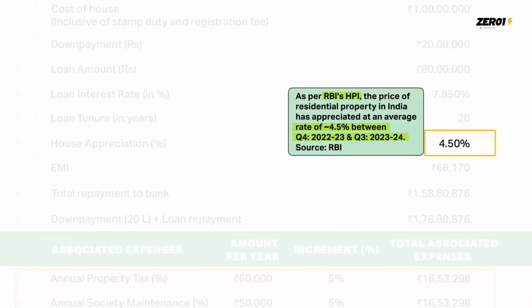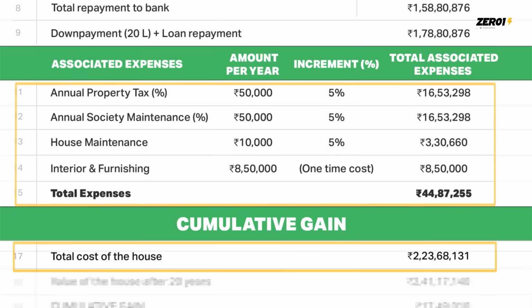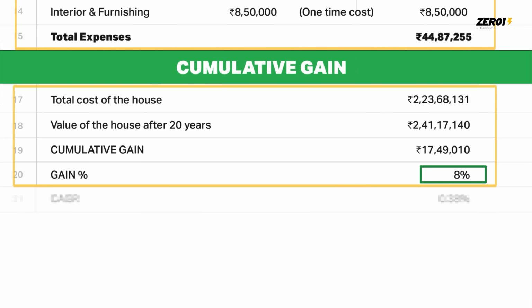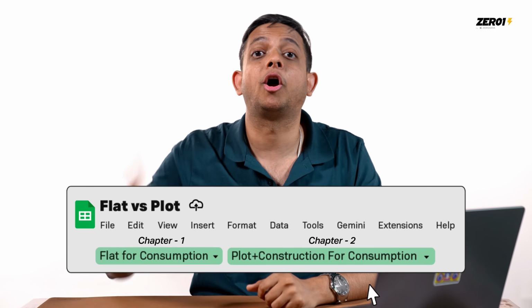That's not a lot because this is a 20-year period. And the cumulative gain over 20 years is 8% total. So, ज़्यादा कुछ gain है नहीं. Now let's move on to the plot.